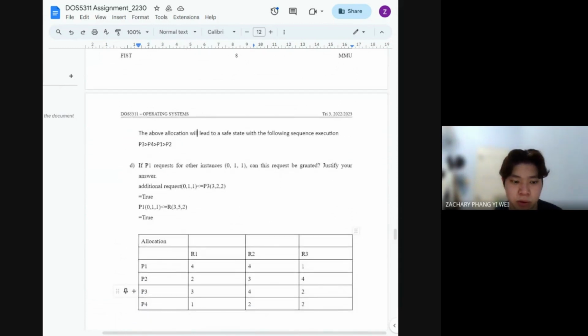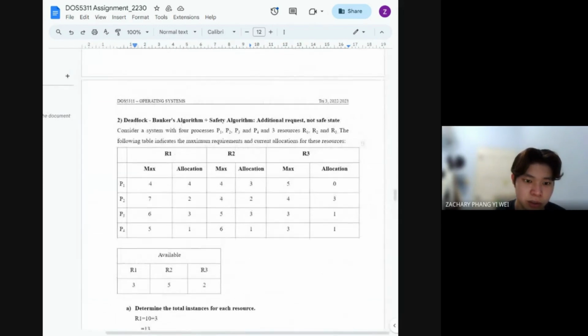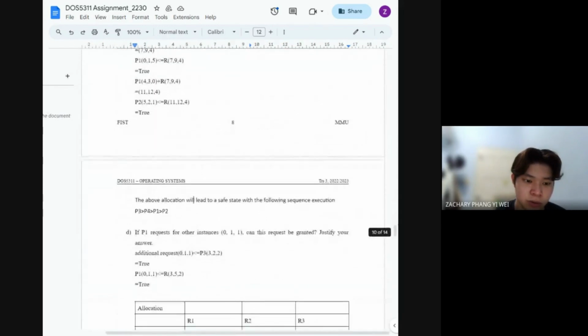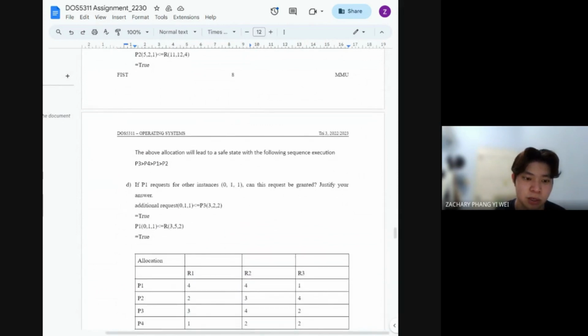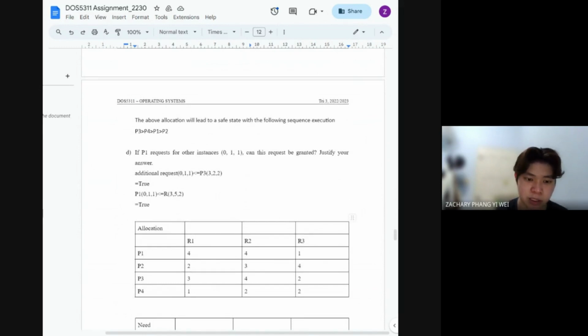For allocation, you must take the whole allocation and add the new additional request. So you take the allocation from the top table here. You add 0, 1, 1 into the numbers: for R1 you add 0, so 4 plus 0, 2 plus 0, 0 plus 0, 1 plus 0. R2 is just plus 1, plus 1, plus 1. So the new table is like this.